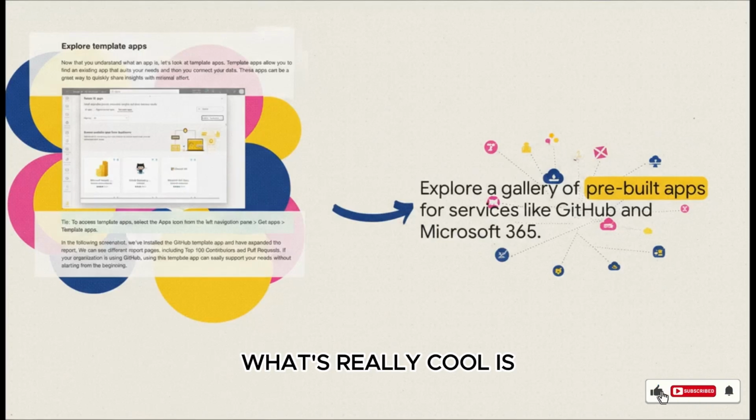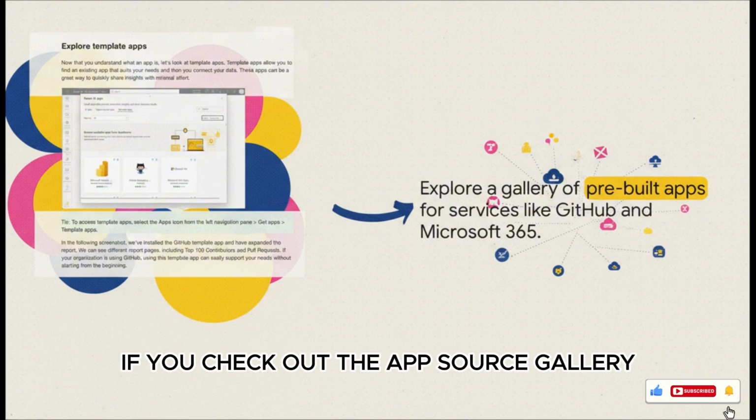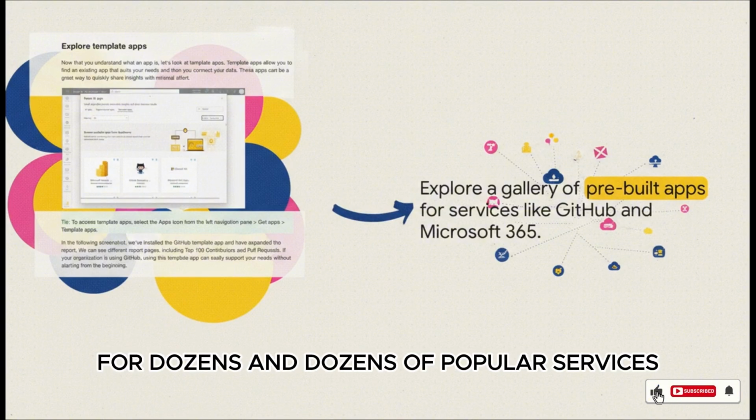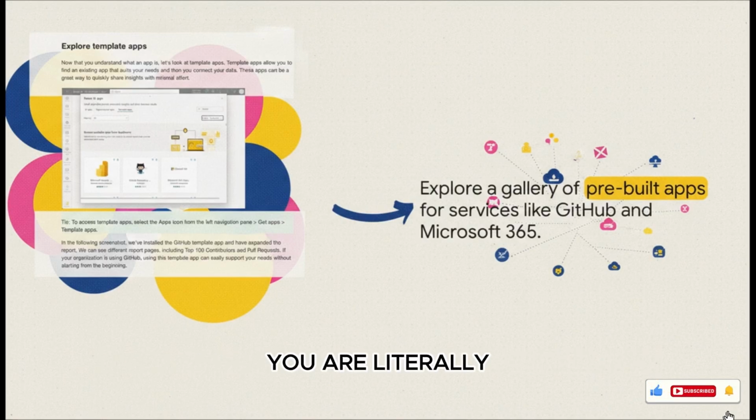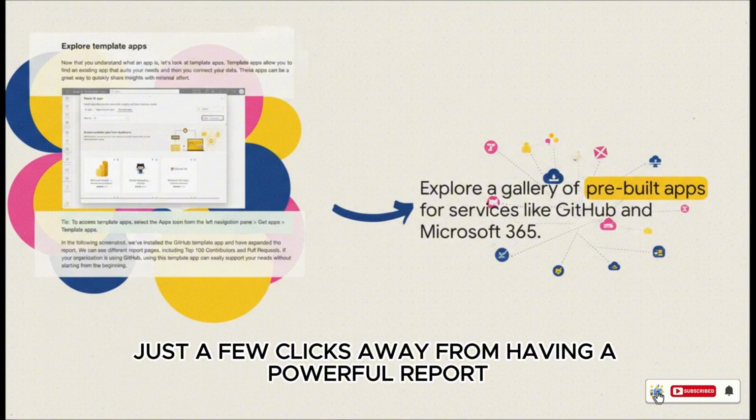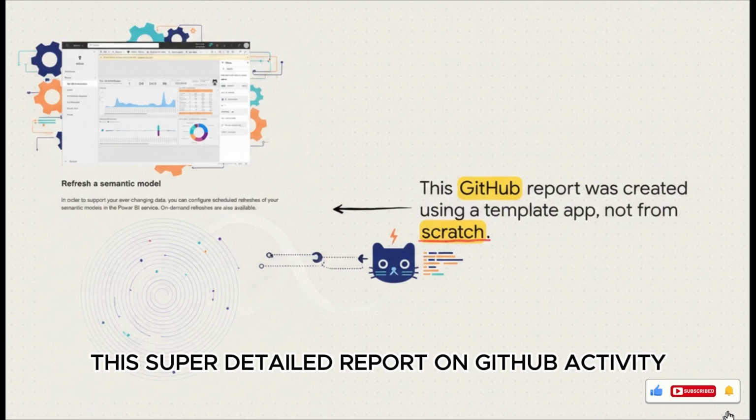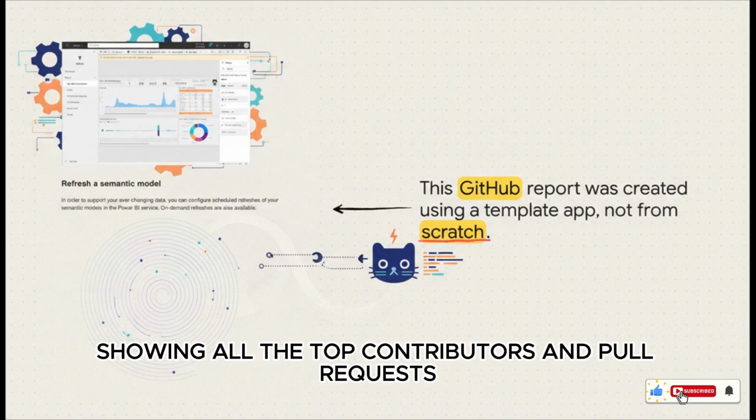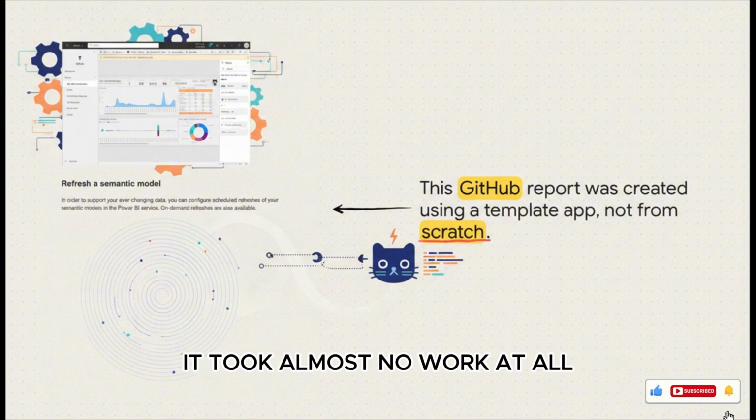What's really cool is just how many of these template apps are available. If you check out the App Source gallery, you'll find pre-built reports for dozens and dozens of popular services. If your company uses any of these, you are literally just a few clicks away from having a powerful report ready to go. And here's what you get: this super detailed report on GitHub activity showing all the top contributors and pull requests. This was generated from a template app. It took almost no work at all. It's an incredible time saver.